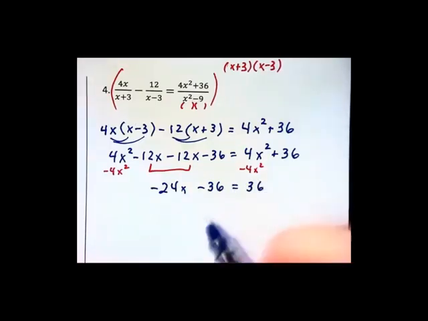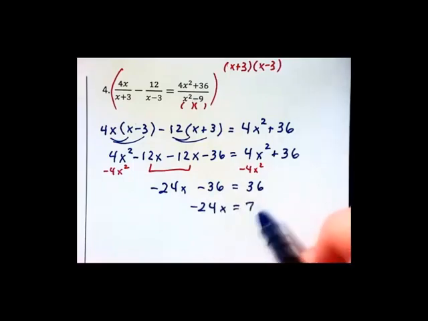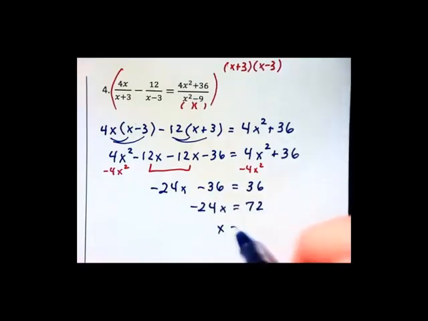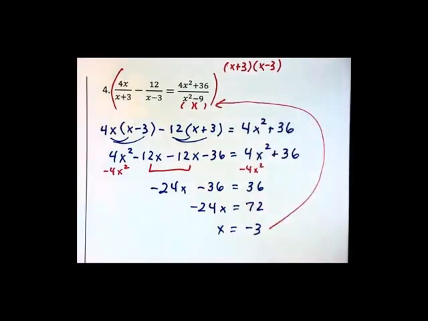Adding 36 to both sides, we now have negative 24x equals 72. And dividing by negative 24, we get negative 3. However, negative 3, when you substitute it into the first and third denominator, does not work. Therefore, we need to cross that off, and we have no solution in this problem. I can spell solution, whatever, you know what it is.